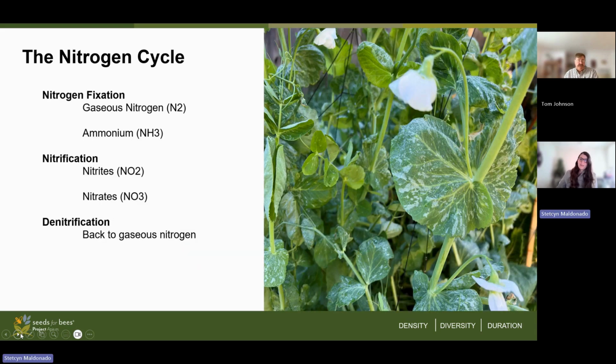So here I'm going to talk a little bit about the nitrogen cycle. So we start off with gaseous nitrogen. The vast majority of our atmosphere is composed of gaseous nitrogen, so N2. That is taken up by the plants and transported into those nodules where the bacteria will fix it into ammonium.